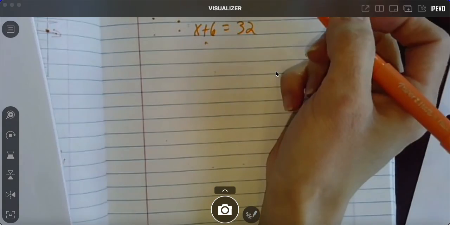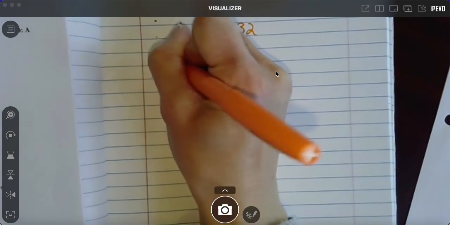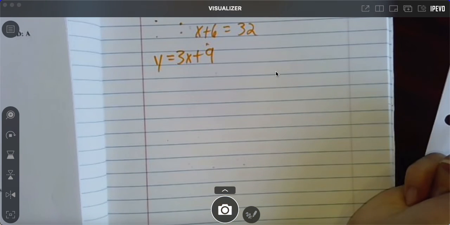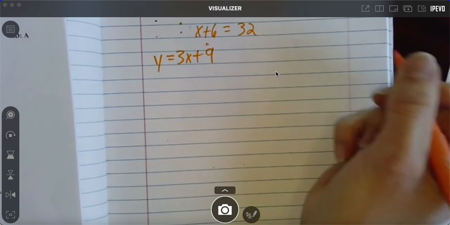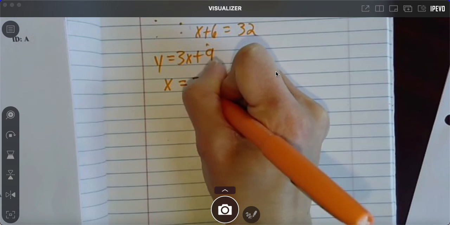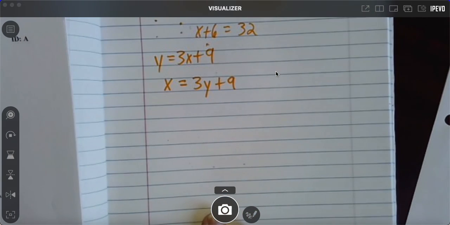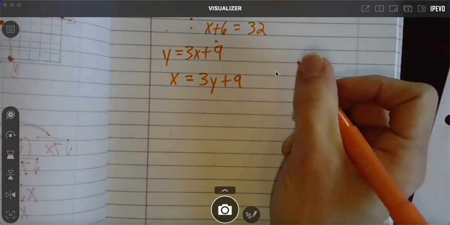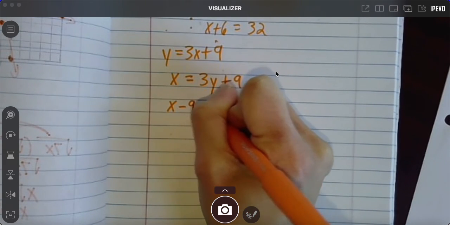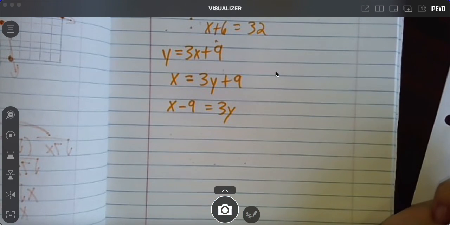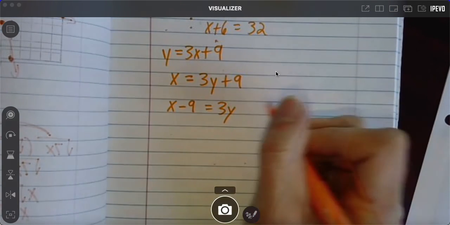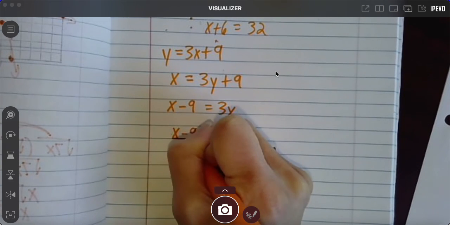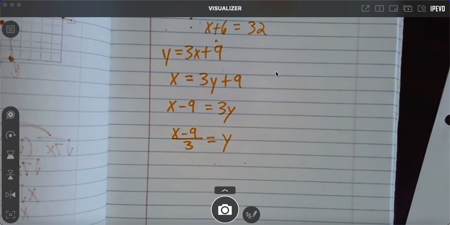Okay, 15, it just says write the inverse. So here's my function. What do I do to find my inverse? You switch it. X equals 3y plus 9. Remember your inverse, you switch your x and y's. So what do I do to solve for y? Subtract 9. I know I'm not writing all the steps down, but is everybody okay with that? I moved my 9, I subtracted it. Then what do I do? Divide by 3. So (x minus 9) divided by 3 equals y. That's my answer.